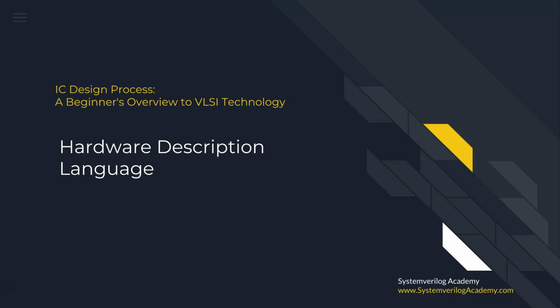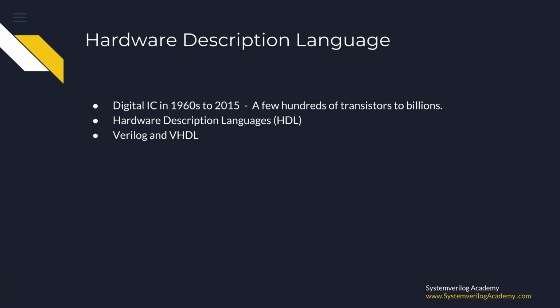Hardware description language. As you learned in the previous session, in the early 60s itself, the number of transistors in a digital circuit had gone beyond the point where it was possible to draw it as a transistor-level circuit and make a mask for the fabrication process.